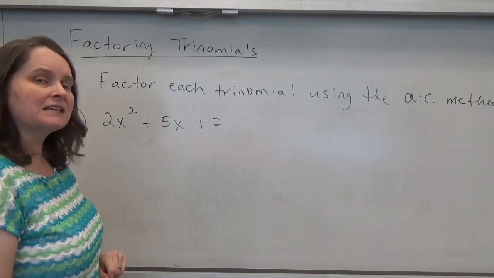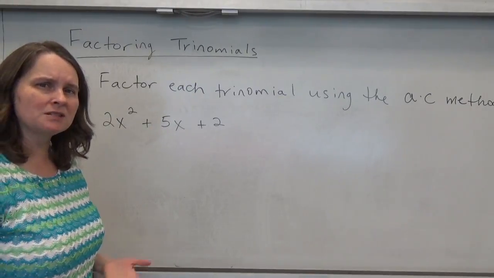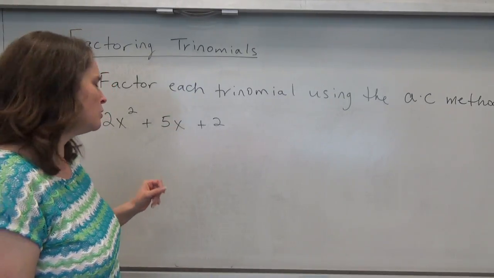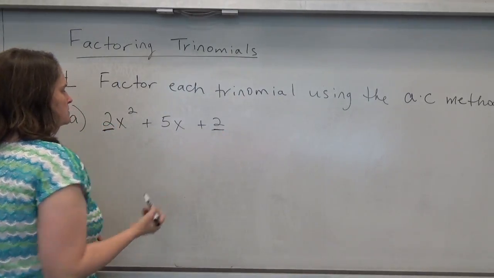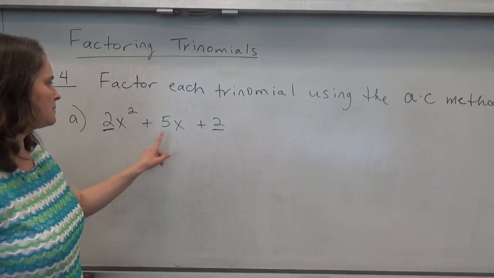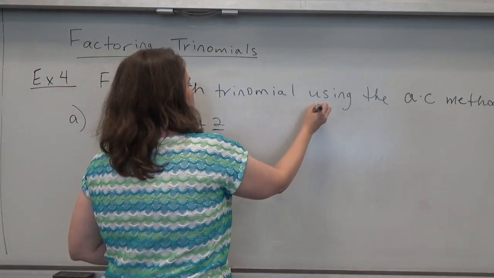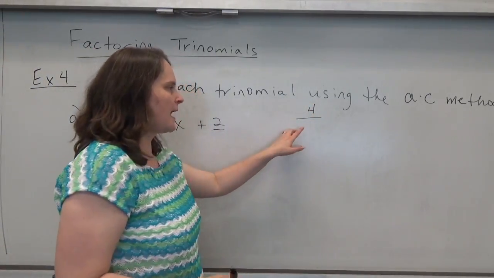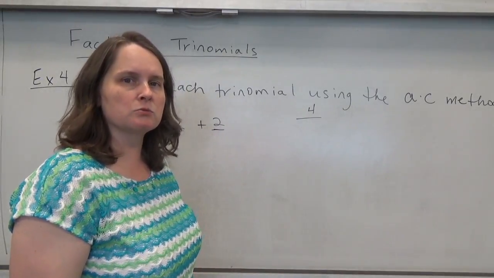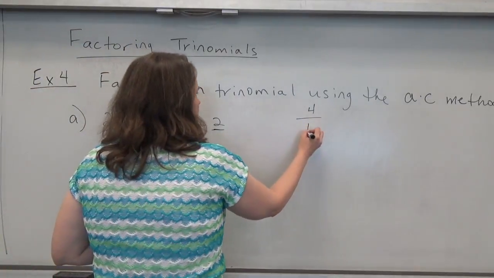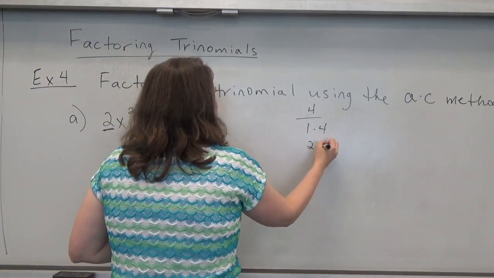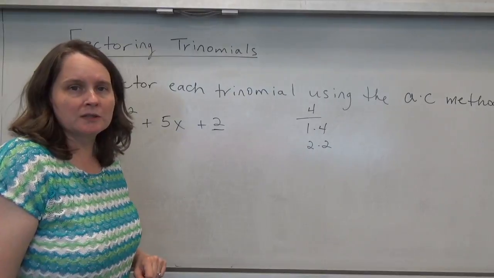So to use the A times C method, I'm going to do the same steps that I did before, except that I have to multiply this number with this number to give me 4. So 2 times 2 is 4. And then I look at the possible factors of 4 that I can add or subtract to give me my middle term, 5. So I could do 1 times 4, or I can do 2 times 2. Those are my only choices.